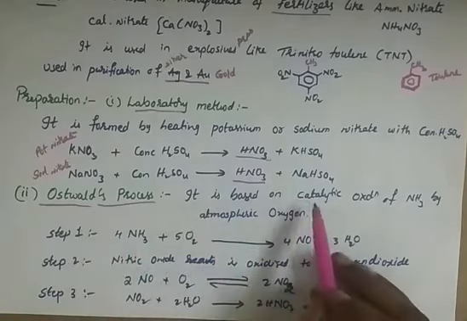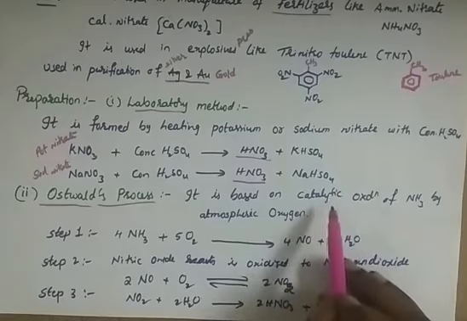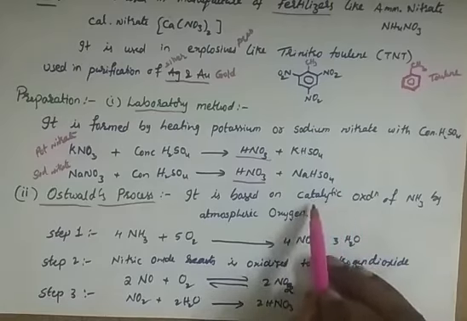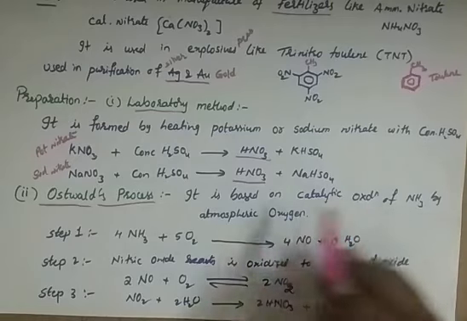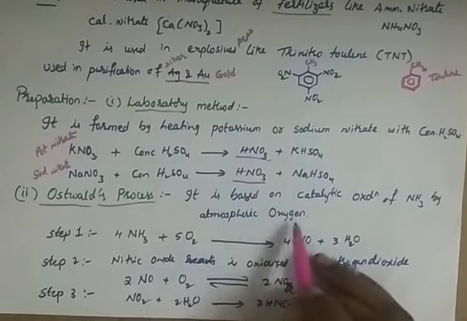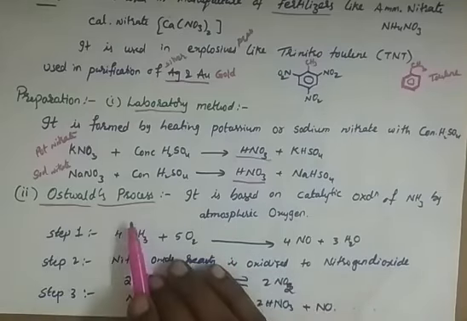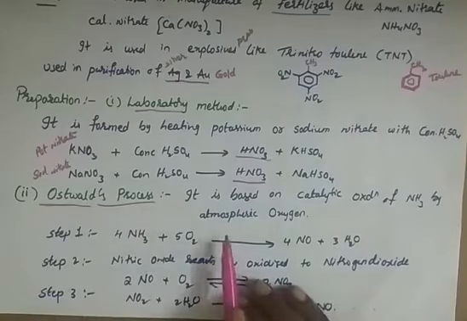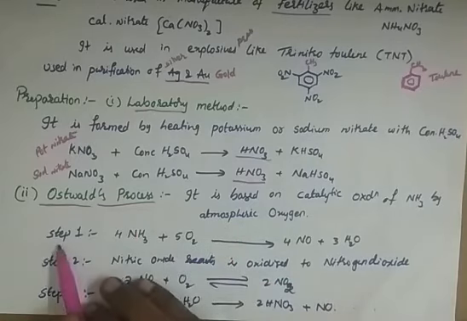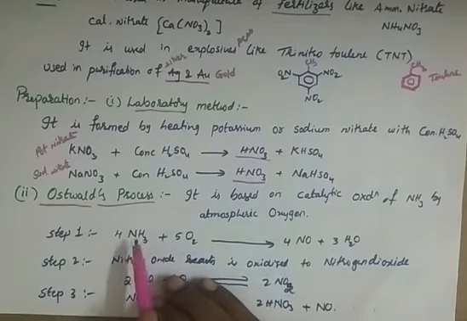Again, this is based on catalysis. In Haber's process also we used a catalyst, right? So here also it is the catalytic oxidation of ammonia by atmospheric oxygen. Ammonia is oxidized by atmospheric oxygen, simple oxygen. Ostwald's process involves 3 steps. If it is asked in the exam, you are supposed to write all 3 steps. So step 1 involves oxidation of ammonia, NH3.